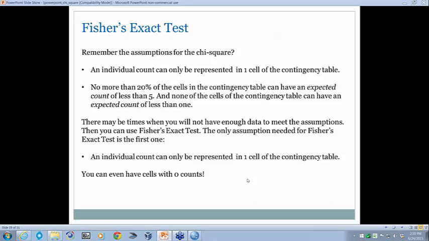So that would be for the chi-square test of independence. Now, sometimes you don't meet the assumptions for the chi-square, and we have to remember what they were. An individual count can only be represented in one cell of the contingency table. And no more than 20% of the cells can have an expected count of less than 5. Okay, and none of them can have an expected count of less than 1. Well, there might be times when you don't have enough data to meet those assumptions. Then you can use Fisher's exact test. The only assumption you need is that your individual count can only be in one cell. And you can even have 0 counts in some of the cells, and that's okay.